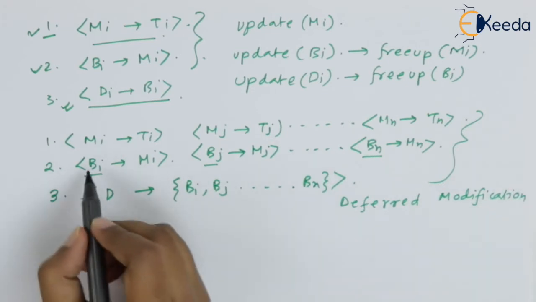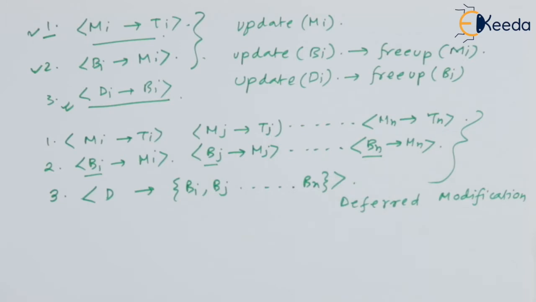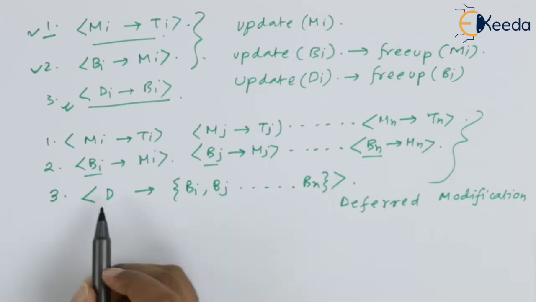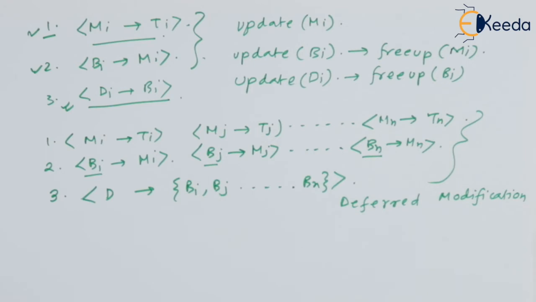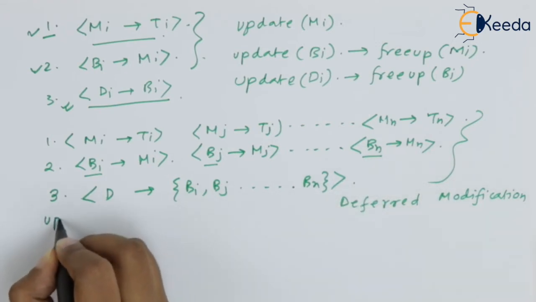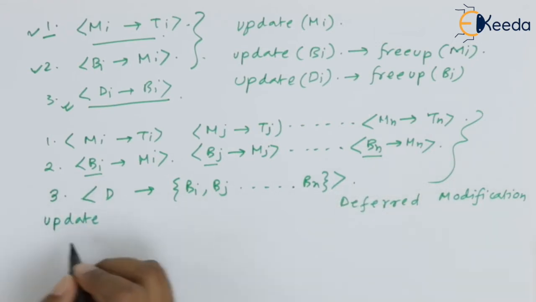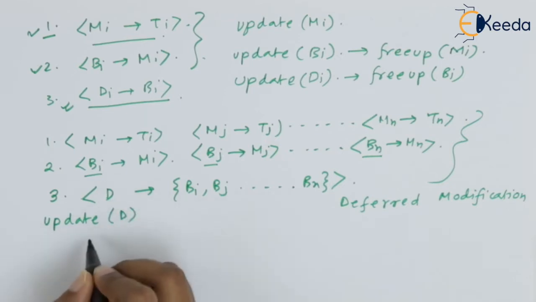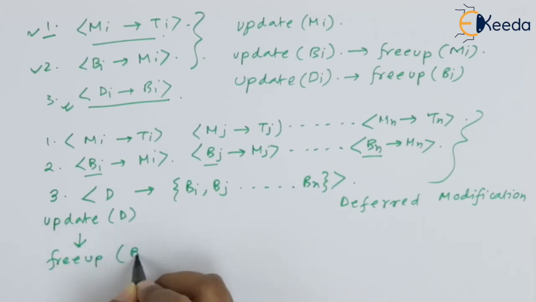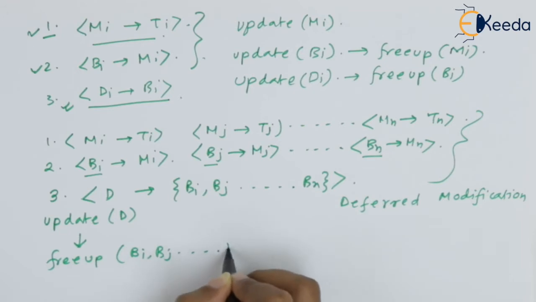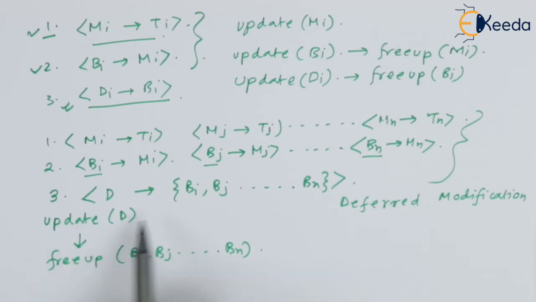And until all the buffers storing each of the transactions separately are written to the database, they cannot be freed up. Only after they are modified to the database can they be freed. That means we have the update of D, and finally we can free up all the B's, from BI, BJ to BN. So after that, we have the database modification and freeing up of all the disk buffers. Consequently, we can free up all the memory areas.